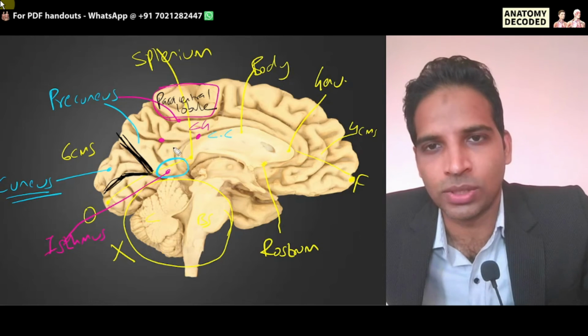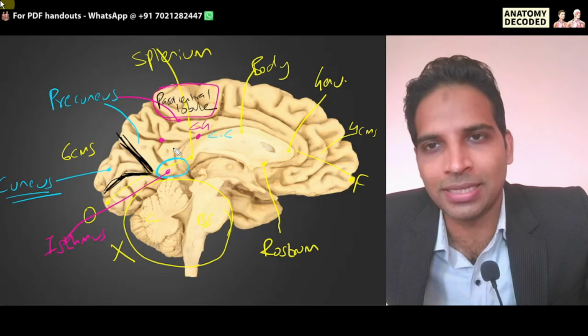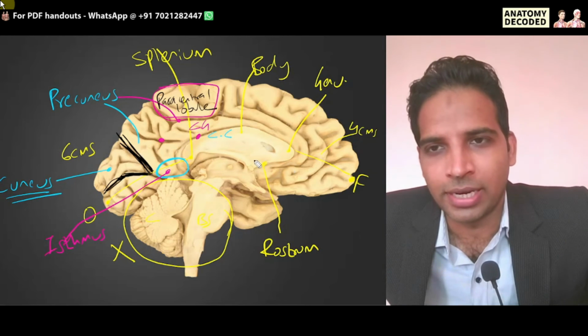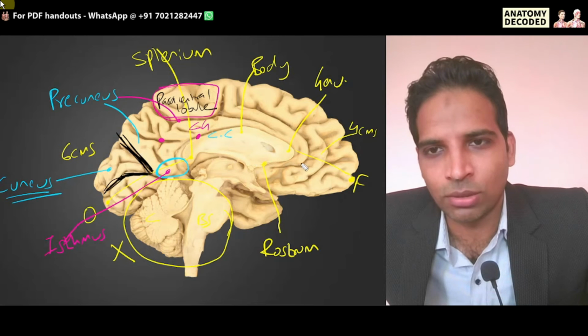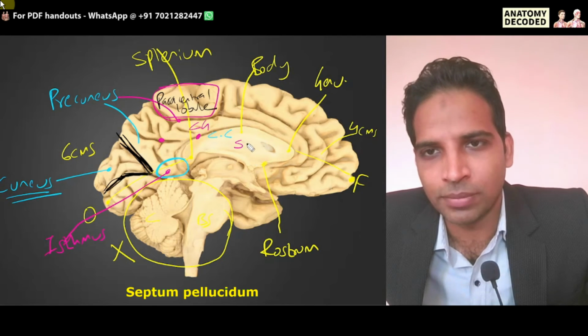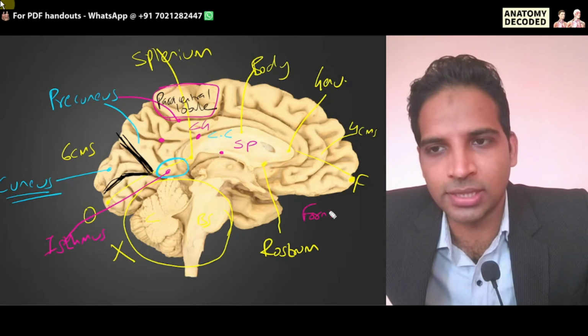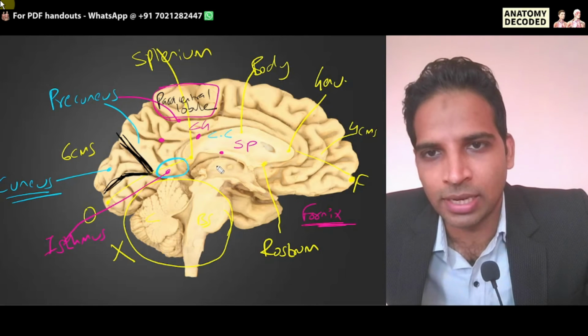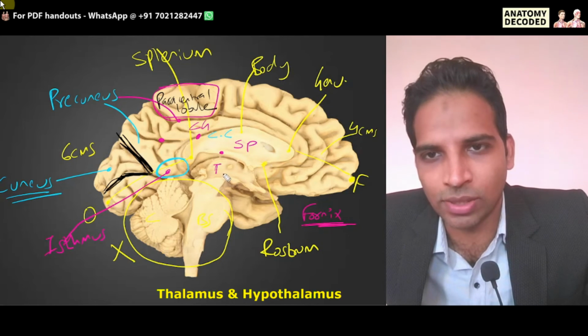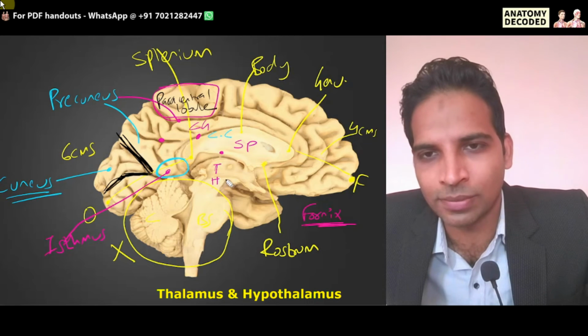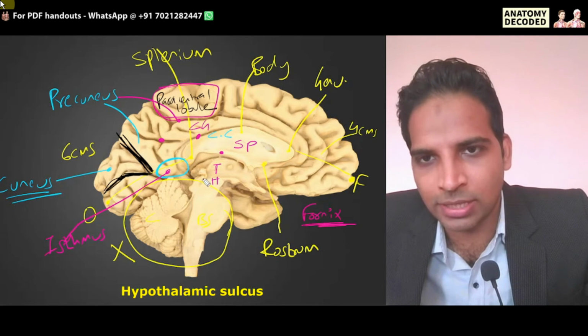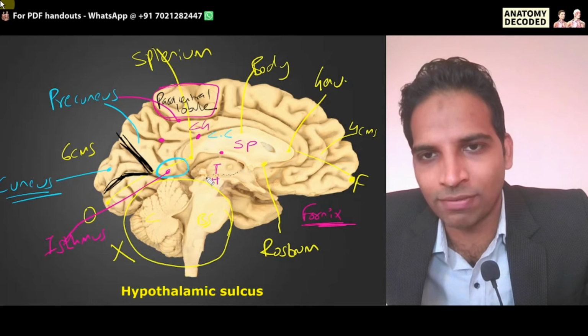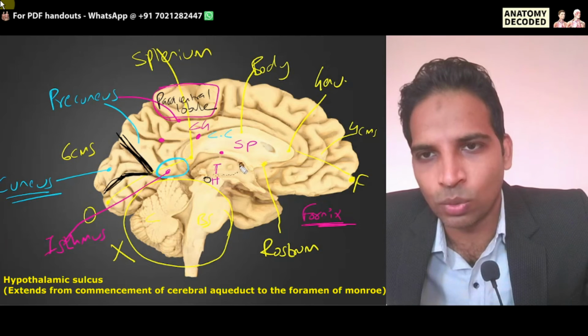So these are the various sulci and gyri seen on the medial surface of the cerebral hemisphere. Additionally, try to identify what other structures are seen on the medial surface. This is the septum pellucidum, and just below the septum pellucidum there is a structure referred to as the fornix. It's a white matter bundle. This is the region of the thalamus, and below it is the hypothalamus. In between them there is a sulcus referred to as the hypothalamic sulcus. I'll just mark the hypothalamic sulcus. This is the region of the hypothalamic sulcus, extending from the commencement of the cerebral aqueduct to the foramen of Monro.